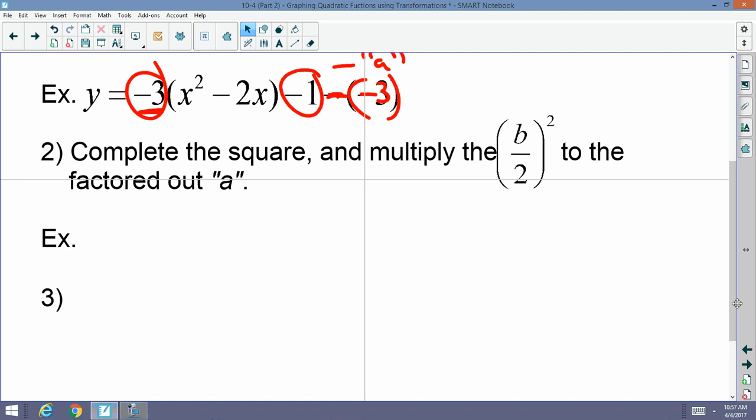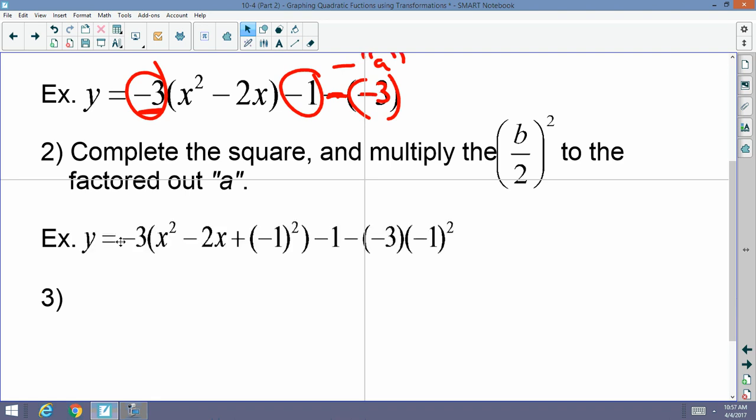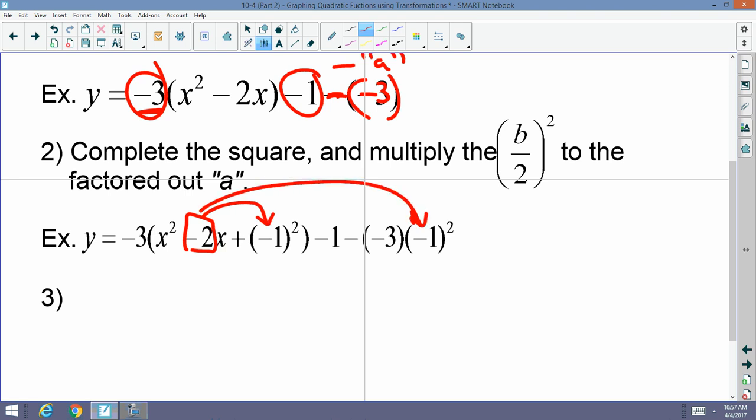We're going to add b over 2 squared to complete the square, but that b over 2 squared we have to multiply by the factored out a. So we have negative 3 times (x squared minus 2x). The negative 2 is the b. b over 2 squared is the negative 1 squared. I've got to multiply that by my a. So this part right here is minus the a that I factored out times the b over 2 squared. That's where those values are going.